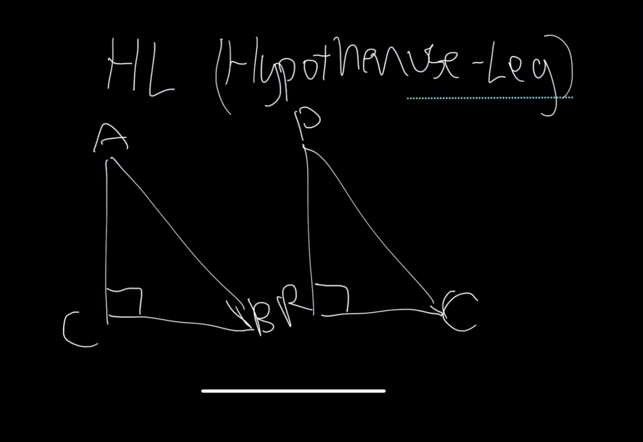Okay, lastly is the hypotenuse leg theorem. This only applies to right triangles. If the hypotenuse and one leg of a right triangle are equal to the hypotenuse and one leg of another right triangle, then the triangles are congruent. This theorem applies only to right triangles, like I said. The hypotenuse is the longest side, and if one leg is also equal, then the triangles must be congruent.